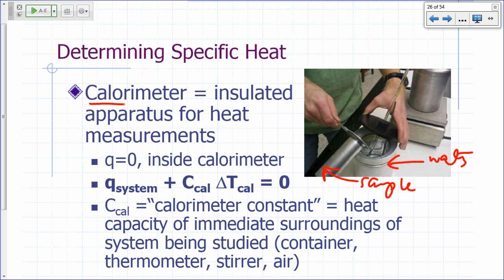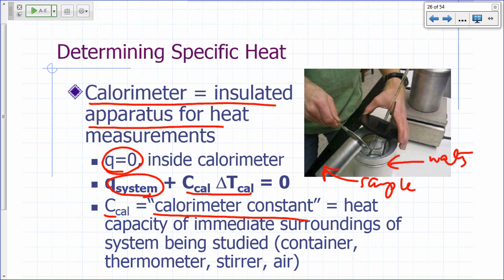So in a calorimeter, you have an insulated apparatus for measuring heat. Because the calorimeter is insulated, Q must be equal to 0 inside the calorimeter. So Q for everything going on inside your calorimeter plus C cal delta T cal must be 0. What is this C cal times delta T cal? This C cal right here is the calorimeter constant.